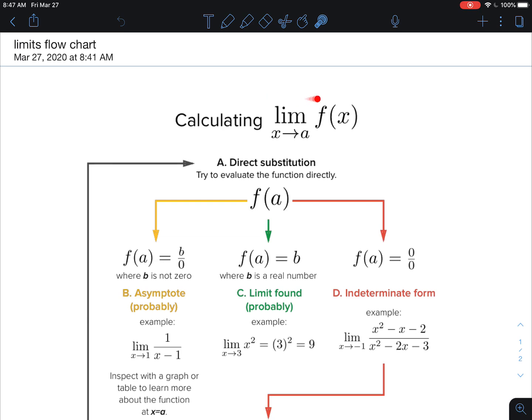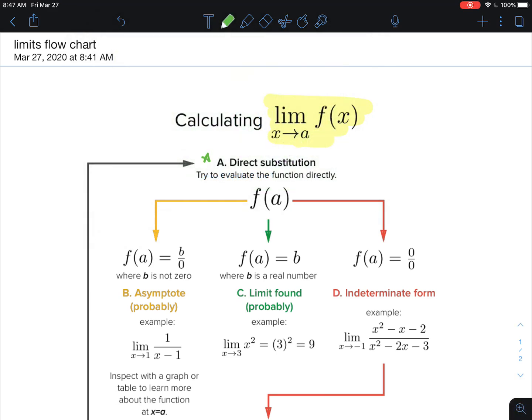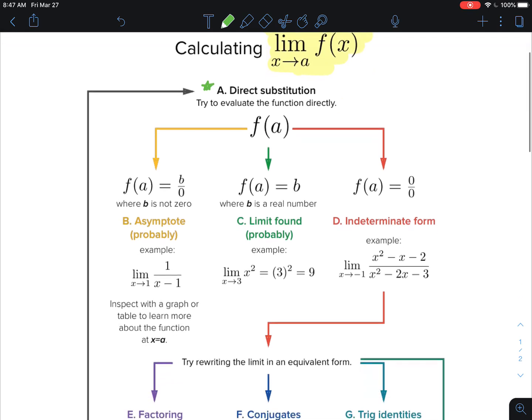So whenever you see calculating the limit as x approaches a number, the very first thing you should do, no matter what, is attempt direct substitution. A lot of times what'll happen is you'll get a number and you'll be done. That's what would happen if we got a number, it'd be right here and life would be good.